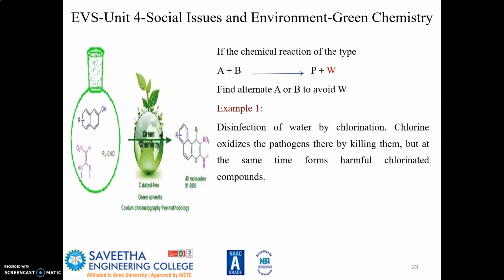For example, if in a chemical reaction the reactants are A and B and the products we are getting are P plus W, you have to find some alternative for A and B to avoid the W, so that we can eliminate the byproducts, thereby increasing the output of the required product.